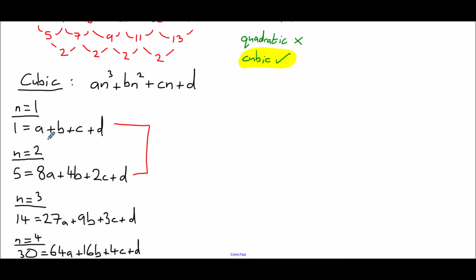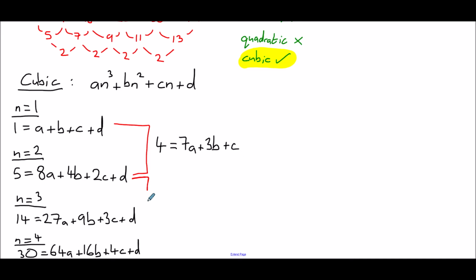So if we do this bottom equation, subtract from the top, 5 take 1 gives us 4. 8a take away 1a gives us 7a. 4b take away b gives us 3b. 2c take away c gives us 1c, and the d's cancel. So we now have a new equation in relation to just a, b, and c.